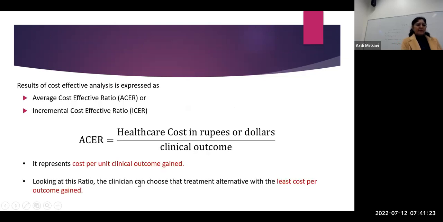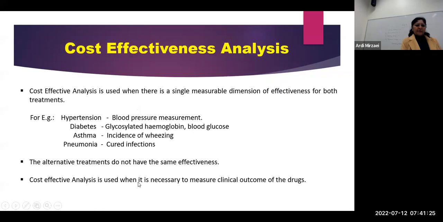Yes, thank God, I got it now. That was the first method. The second method is cost effectiveness analysis.